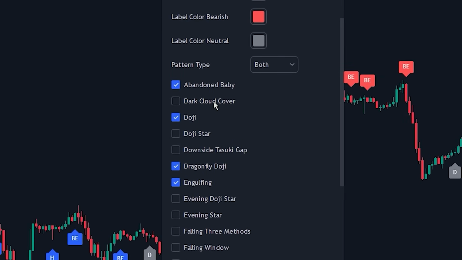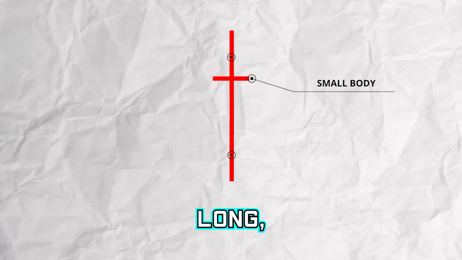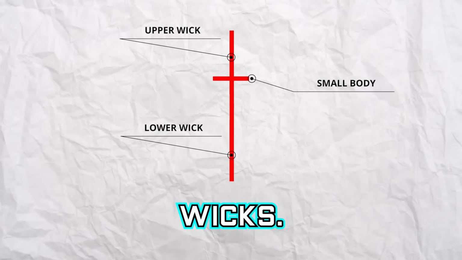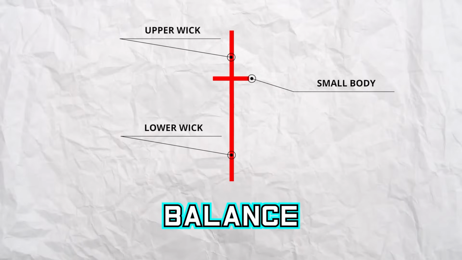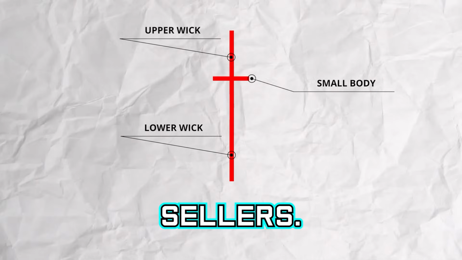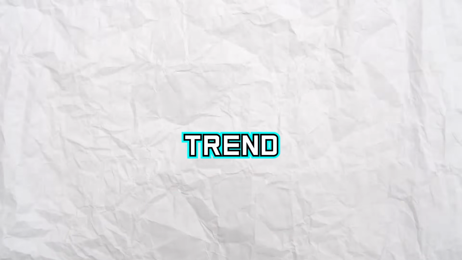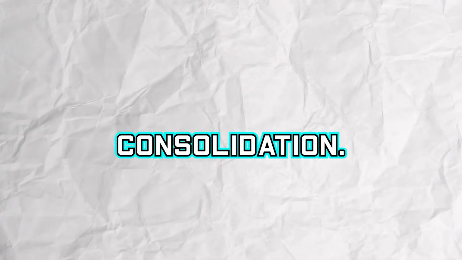The first one we will keep enabled is the doji candlestick. A doji candlestick has a small body with long upper and lower wicks. It indicates market indecision, uncertainty, and a balance between buyers and sellers. It suggests potential trend reversals or periods of consolidation.